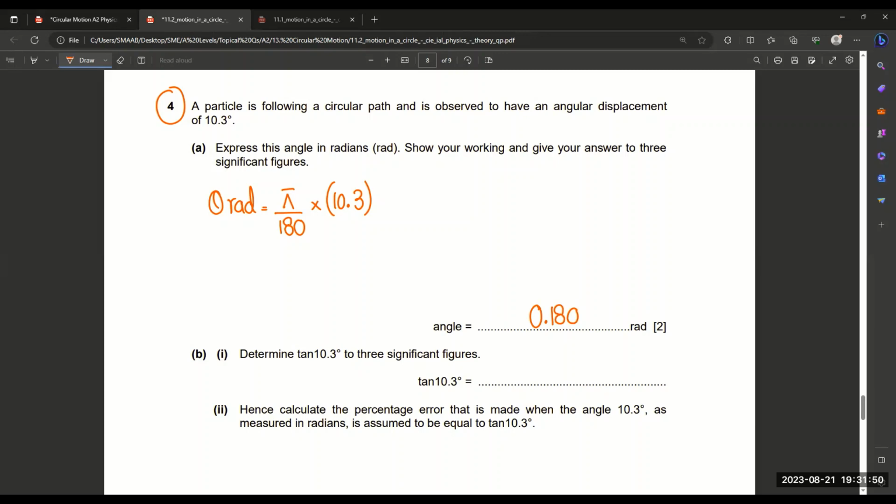And the next part is determine sin 10.3 to 3 significant figures. So that is from your calculator. You just need to write sin 10.3 in your calculator and find out the value to 3 significant figures. Okay, let me calculate and let you know.